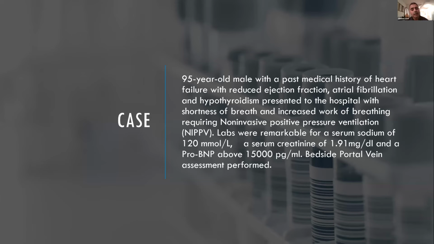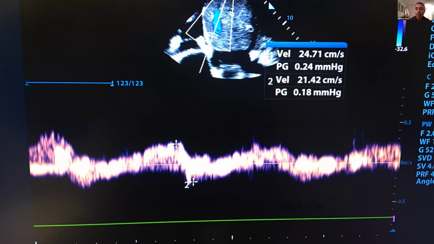So next case, we have a 95-year-old male with past medical history of heart failure with reduced ejection fraction. The patient has history of AFib, hypothyroidism, and increased work of breathing. The patient's on non-invasive positive pressure ventilation, so he's on BiPAP, and labs were remarkable for low sodium, a sodium of 120, serum creatinine of 1.9, and this patient's baseline was around 1.2 or so. So the patient has AKI as well, and a high pro-BNP. So perform a portal vein pulsatility.